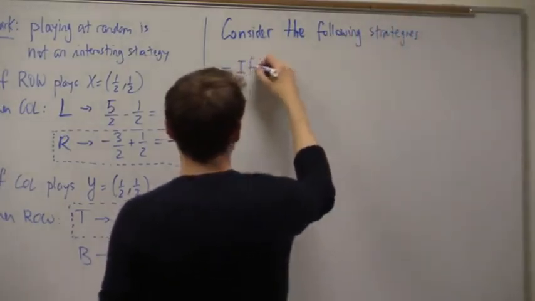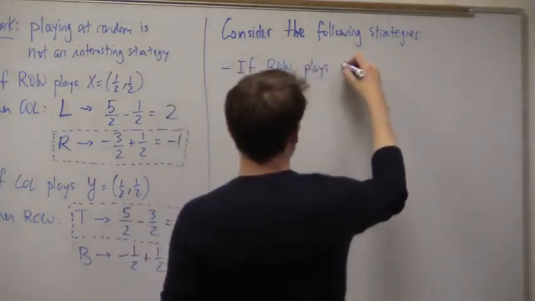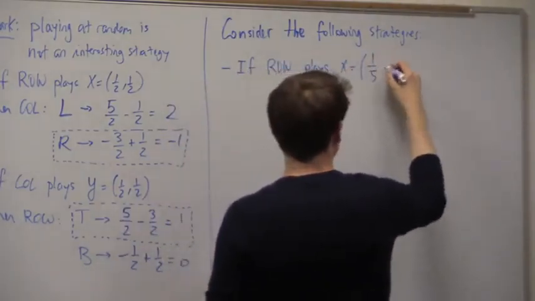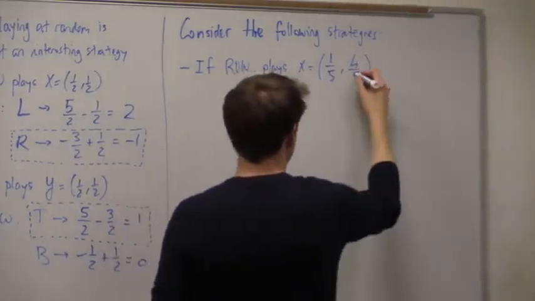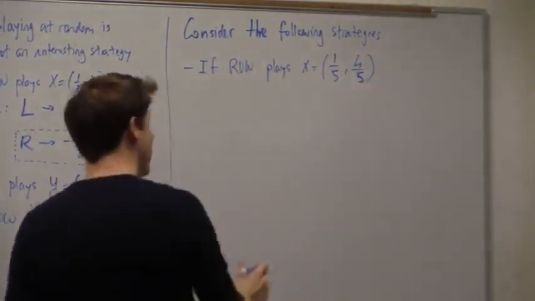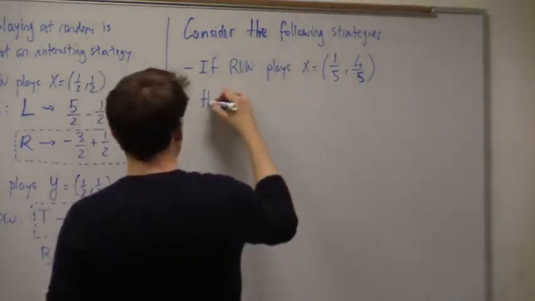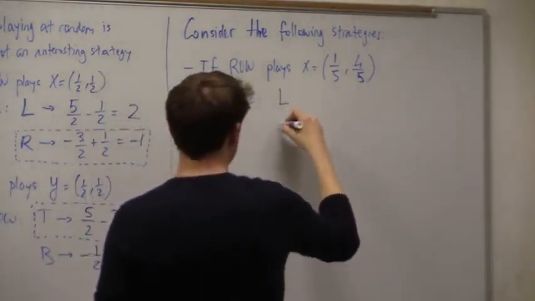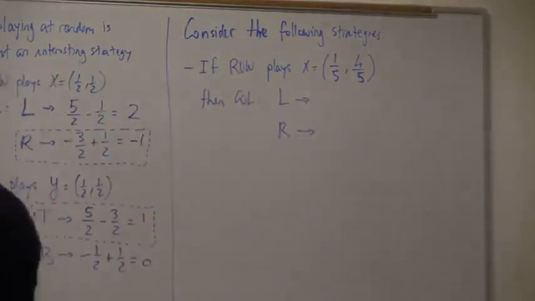So if row plays x, which is a fifth and 4/5, no, this is not a random strategy. It's just a different strategy. Again, I'm not saying yet where this strategy comes from. We want to compute this strategy later. Then the column player has two options, either left or right. Now, which one should he do?